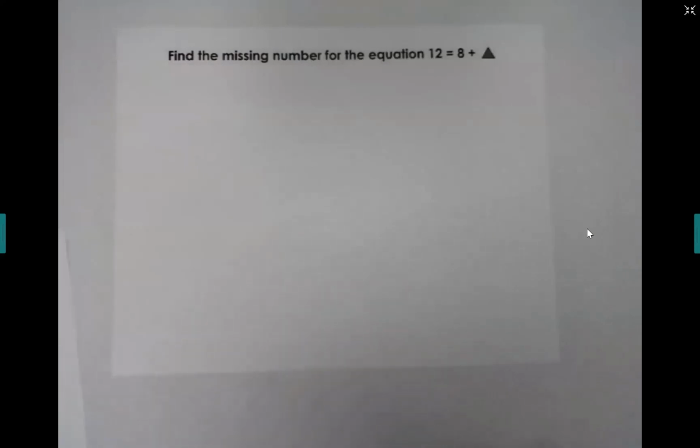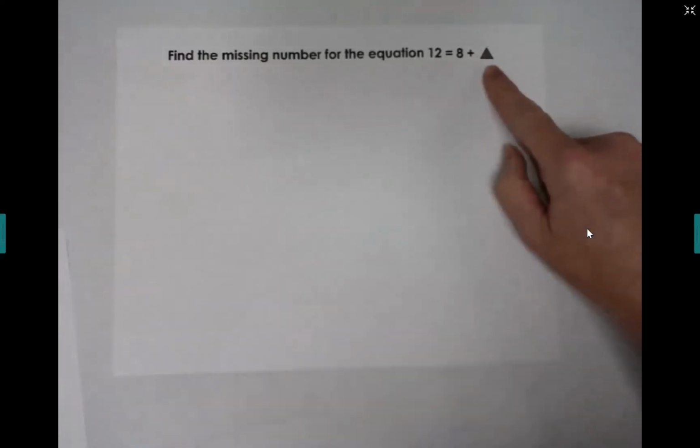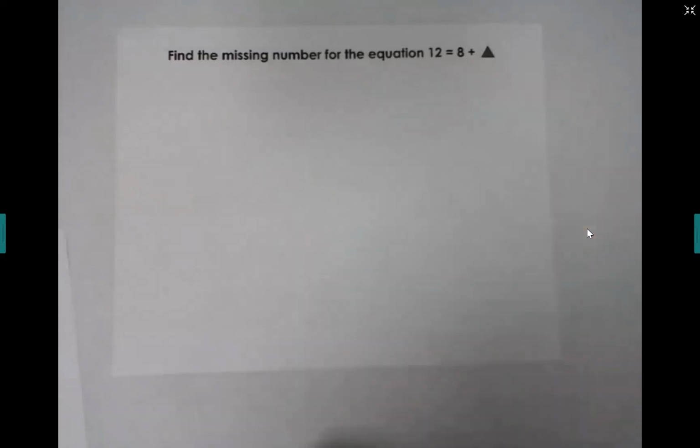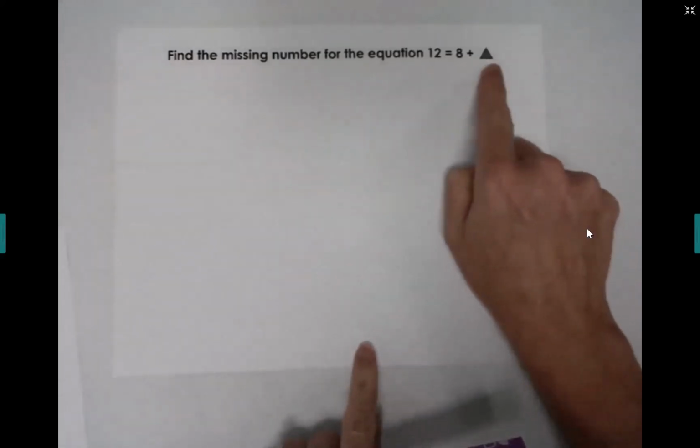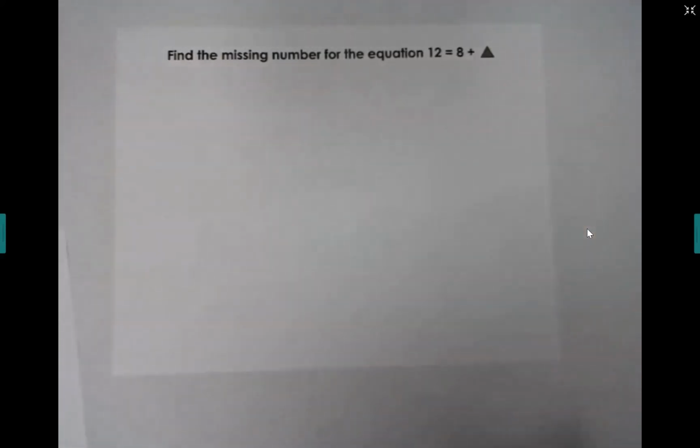Find the missing number for the equation 12 equals 8 plus triangle, right? So we can see that we have an unknown amount in this equation represented by the symbol of a triangle. And I can read this equation as 12 is the same as 8 plus an unknown number. So what I need to determine is what that unknown number is.